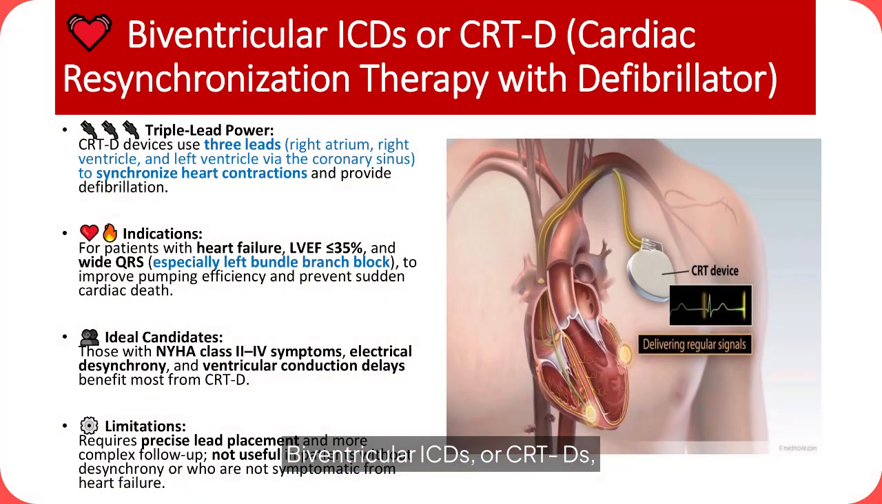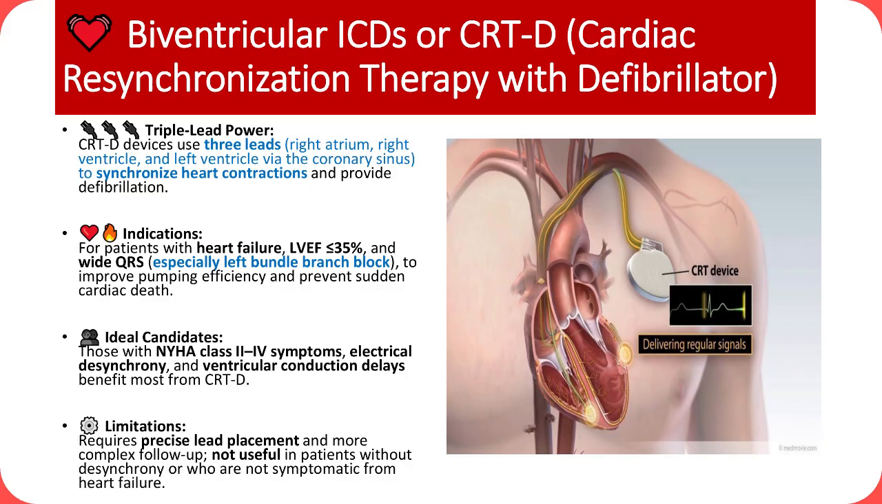Biventricular ICDs, also known as cardiac resynchronization therapy with defibrillator or CRT-D, use three leads placed in the right atrium, right ventricle, and left ventricle via the coronary sinus to synchronize heart contractions and deliver defibrillation therapy. These devices are indicated for patients with heart failure, a reduced ejection fraction of 35% or below, and a wide QRS complex, especially those with left bundle branch block, to improve cardiac efficiency and reduce mortality.